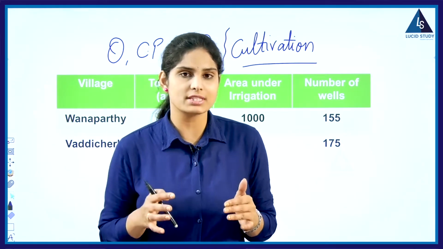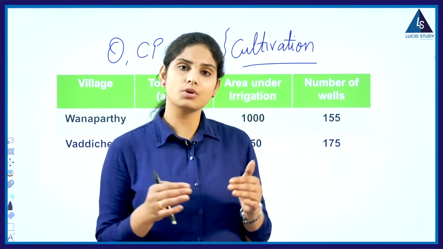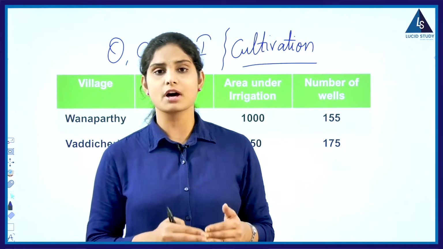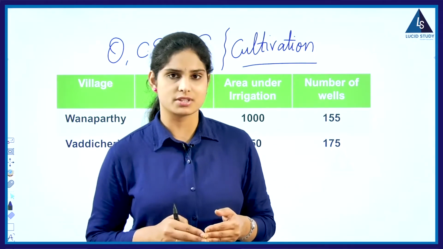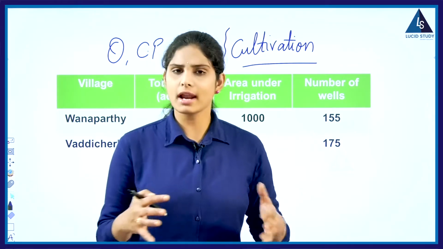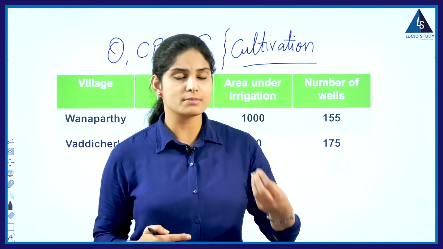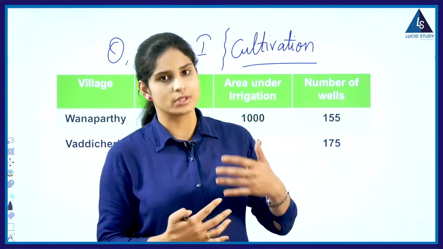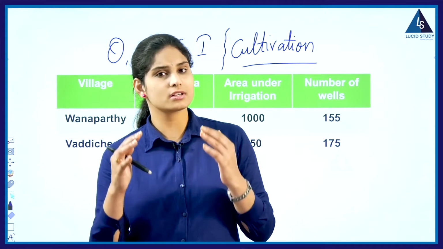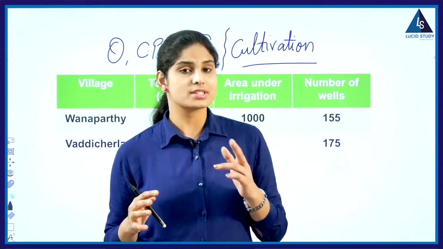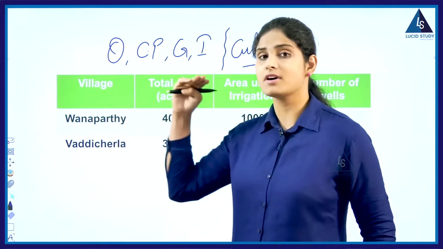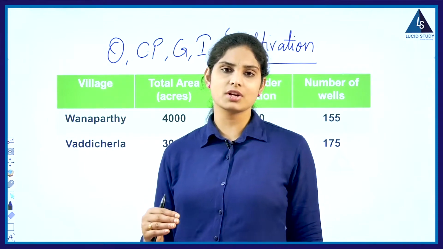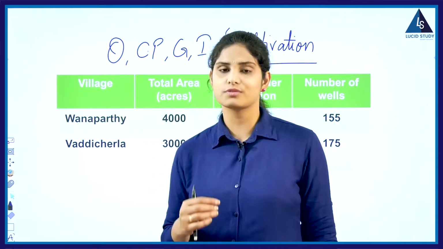So what we say here is that small land holding farmers are more in both the villages. Small land holding farmers are the farmers who cultivate in a smaller area but have a good income. Small land holdings are more in both the villages. But in Vanaparti, they have a higher household income, right? One of the major reasons is that they have a good source of water for cultivation.